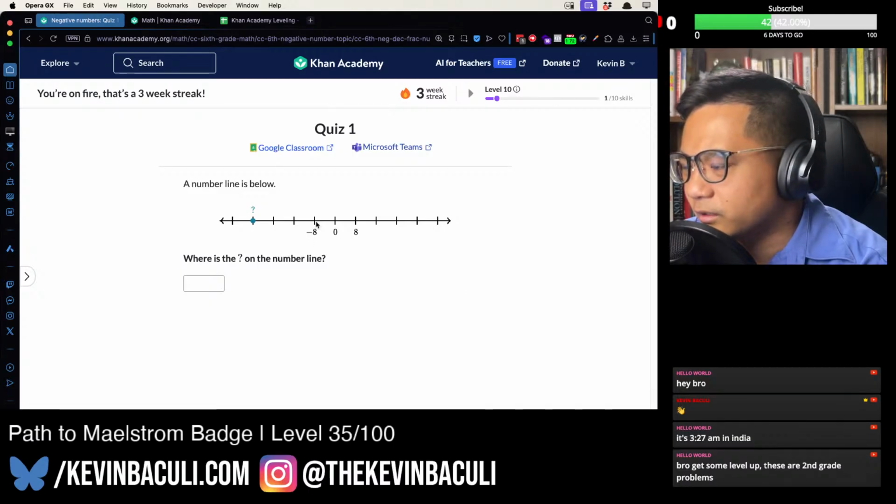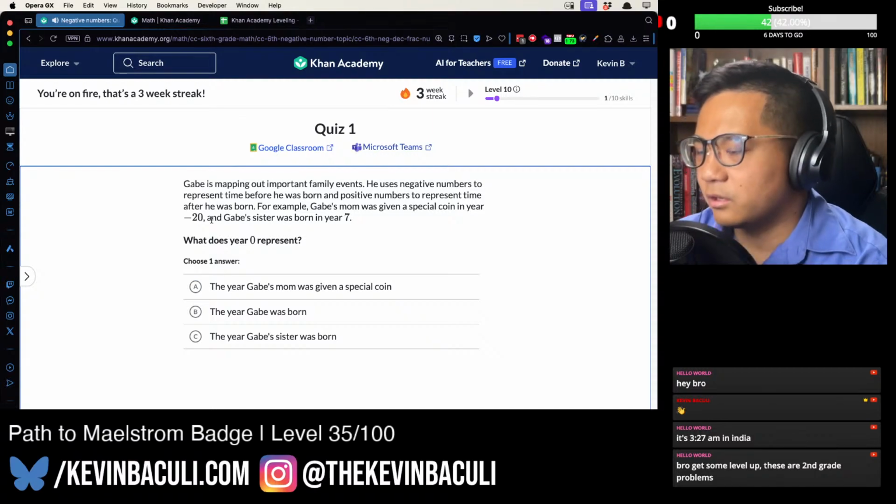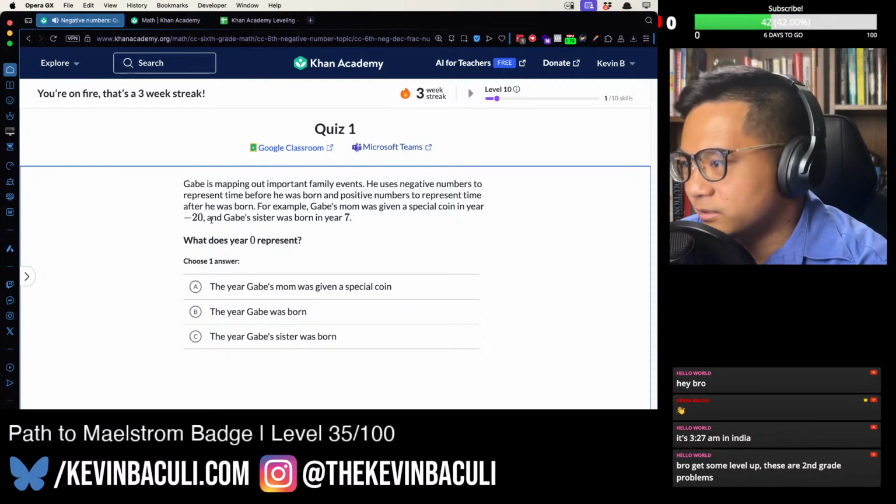So number 9, 8, 16, 24, 32. Okay, Gabe's mapping out important family events. He uses negative numbers to represent the time before he was born and positive numbers to represent the time after he was born. For example, Gabe's mom was given a special coin in year -20, and Gabe's sister was born year 7. What does 0 represent? Year Gabe was born.